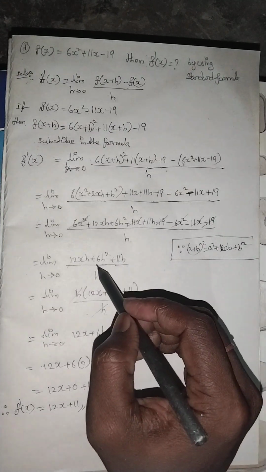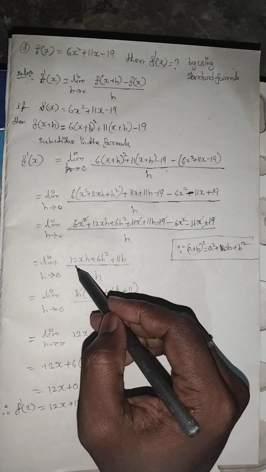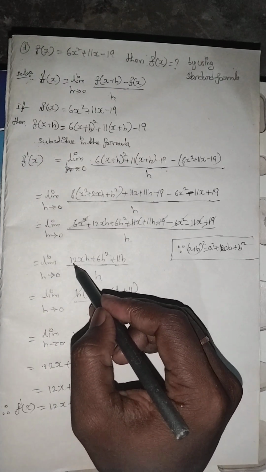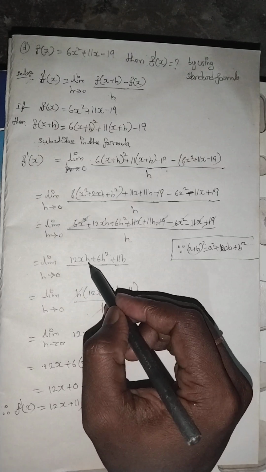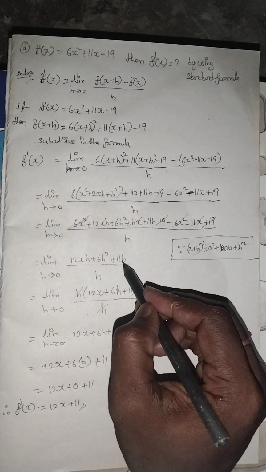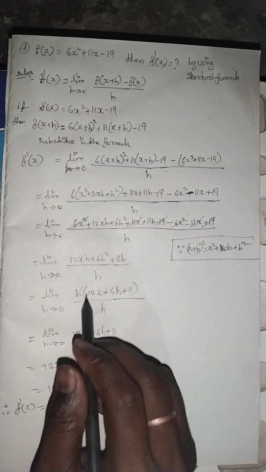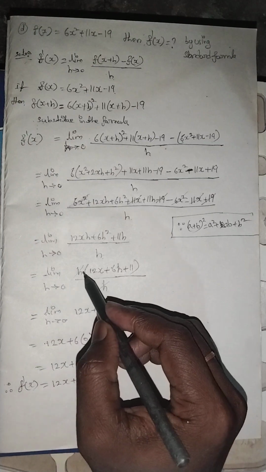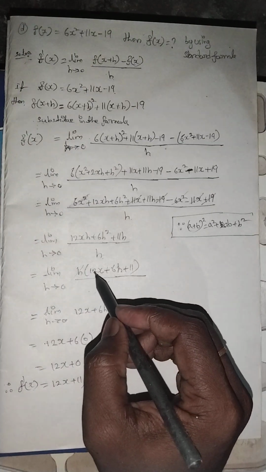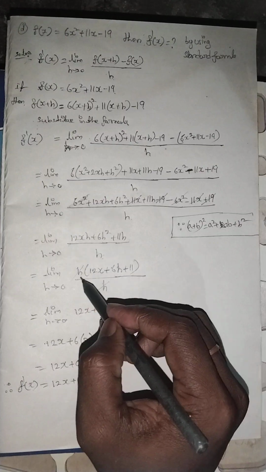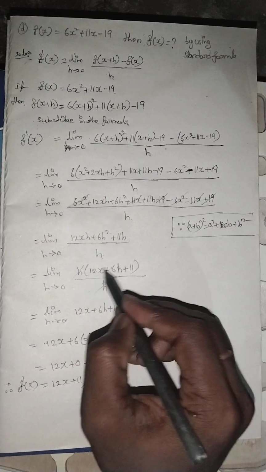I cancelled, remaining I write down the 12xh plus 6h square plus 11h by h equal to limit h tends to 0. h is common, that's why I took out from this.